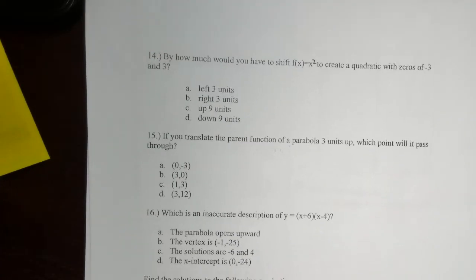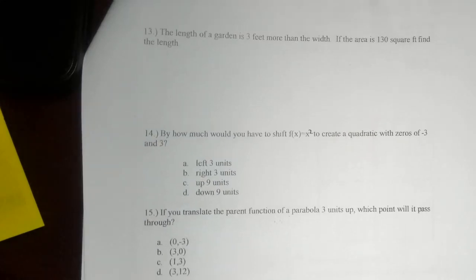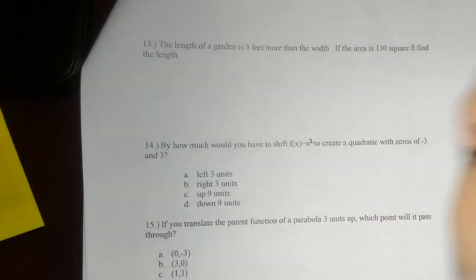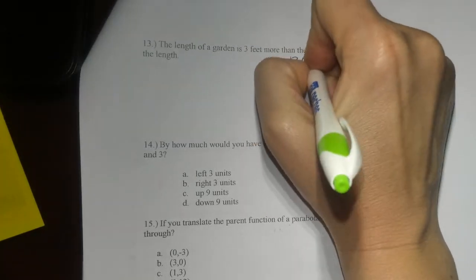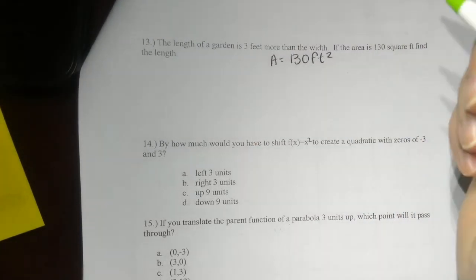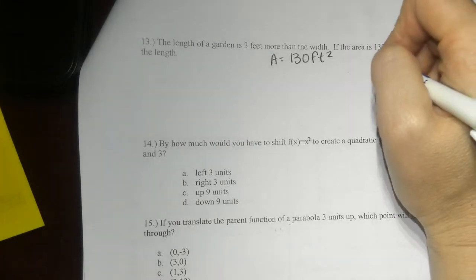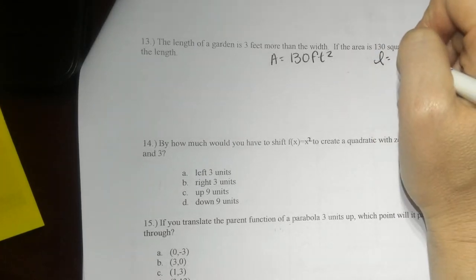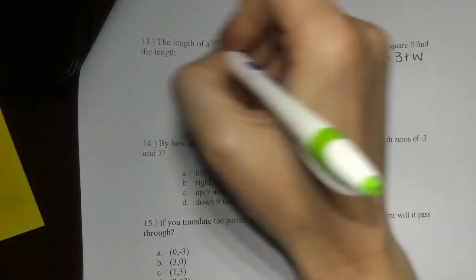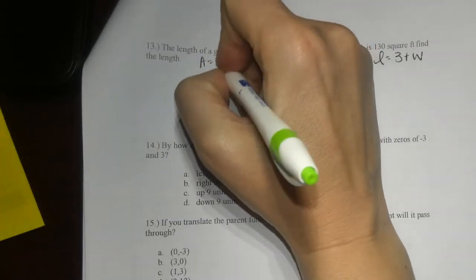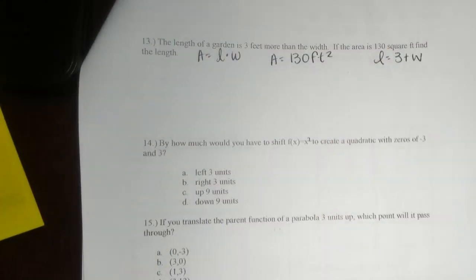13. The length of a garden is 3 feet more than the width. If the area is 130 square feet, find the length. So, area is 130 square feet. Length is 3 plus w. Okay. And we know area equals length times width. Okay, those are the things we know.